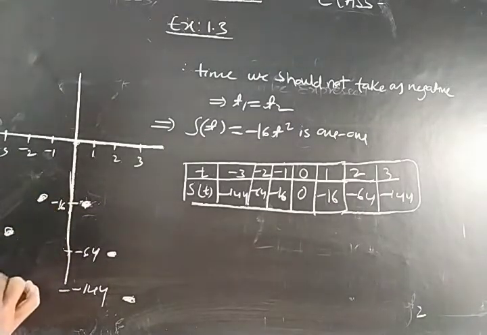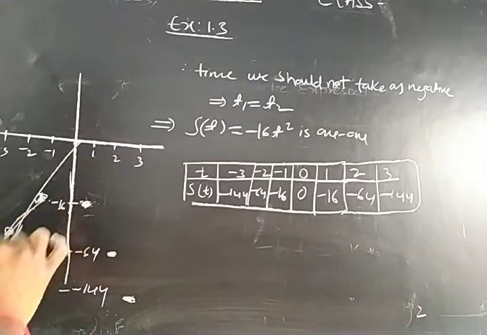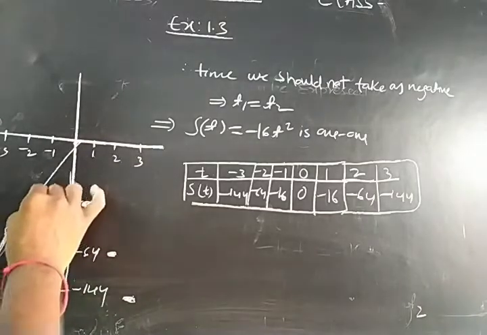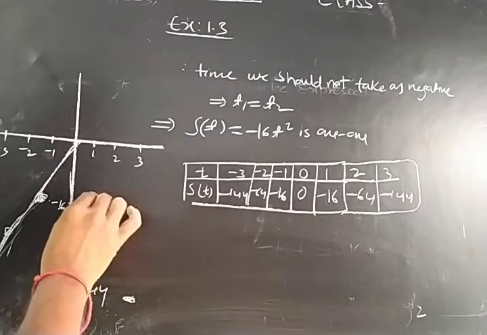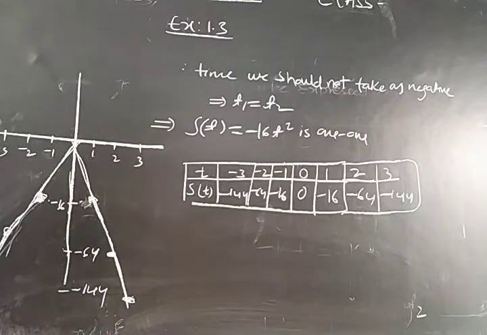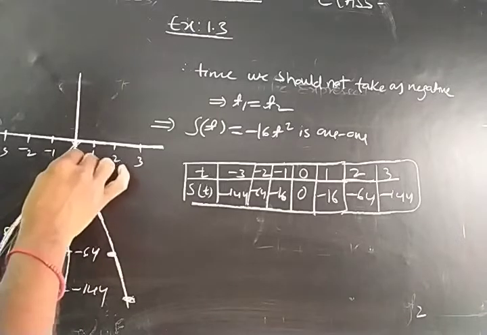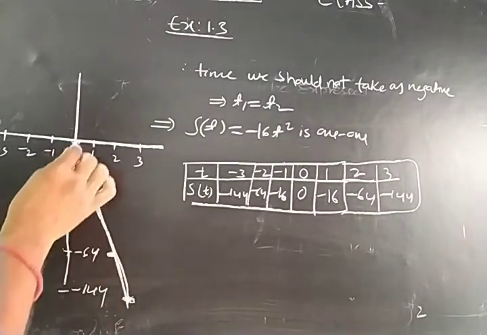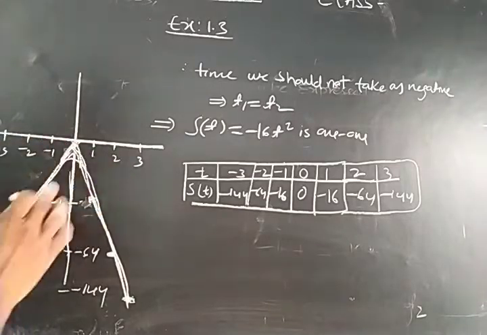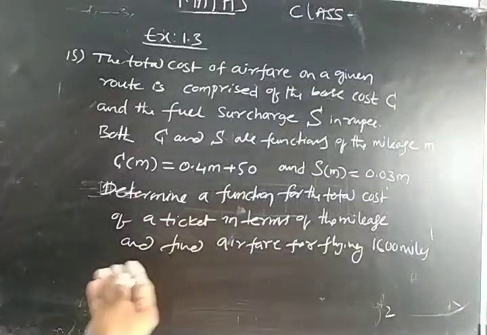At minus 3, minus 144. If you draw the graph, you will get a parabola which opens downward. You can get the parabola like this, right? This is the parabola which opens downward. It is not straight lines, just a curve. Just draw a U shape passing through the origin. Don't draw straight lines. So this is the required graph of the given function.